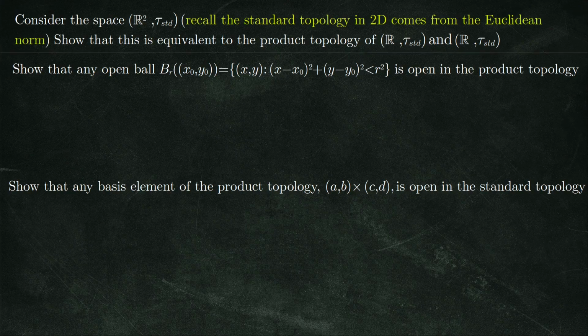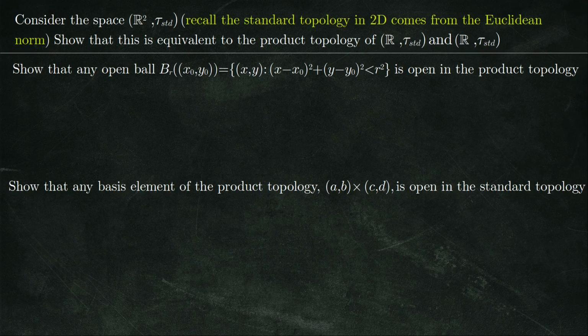Okay, we now want to show that the standard topology on R squared is equivalent to the product topology we saw a couple of slides ago. And the way we're going to do this is to show that the bases are open in the other topology. So the basis of the standard topology is open balls, and we want to show that they're open in the product topology. And the basis of the product topology was the open rectangles, and we want to show that they are open in the standard topology. So I'll do the first one, and then you can do the second one.